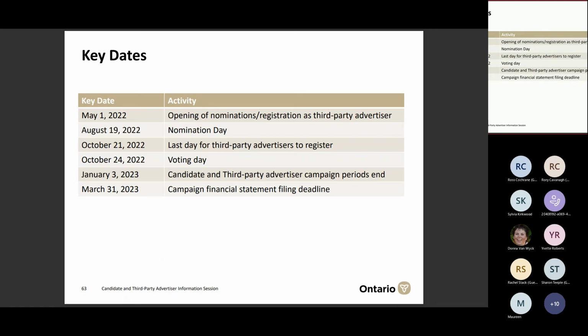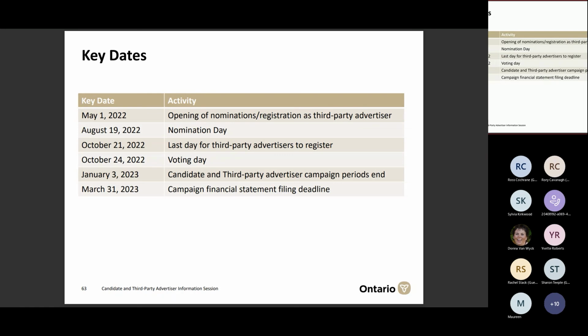Next slide, please. Key dates. Voting day is Monday, October 24th, 2022, between 10 a.m. and 8 p.m., unless reduced hours are set out in a bylaw for retirement homes and institutions, or council has passed a bylaw to open voting earlier than 10 a.m. in Section 46 of the Municipal Elections Act.